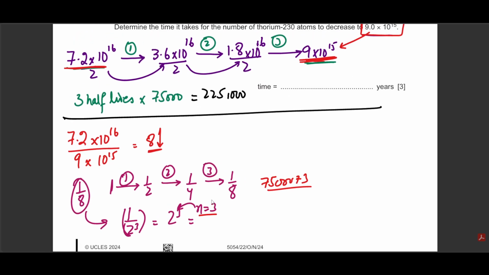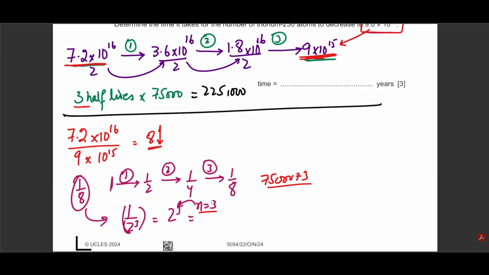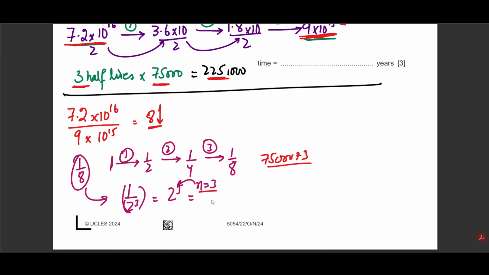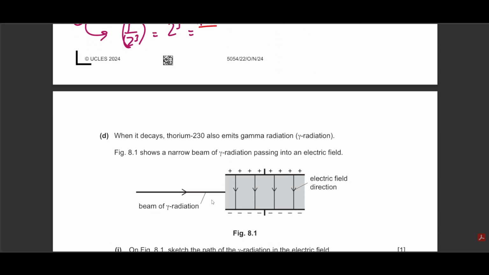What the examiner wants is evidence for 3 half-lives, your deduction for 3 half-lives, and you've done this multiplication, and your final answer. If you show it by method 1, it's a bit easier to visualize. If you want to show it by method 2, be my guest, your choice.